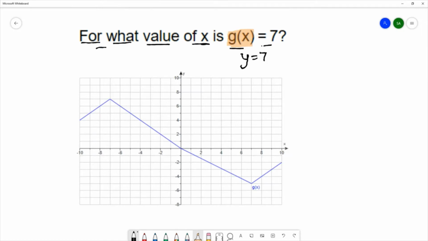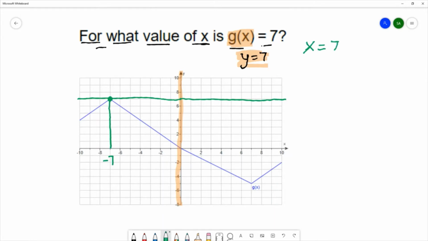So we're going to go up here on our y scale, and we're going to find out where we have a y value of 7. We have a y value of 7 here. So if I go across on both sides, the only point on the graph that has a y value of 7 is right here, and the x value that matches that is negative 7. And so x equals negative 7 is when g of x is equal to 7.